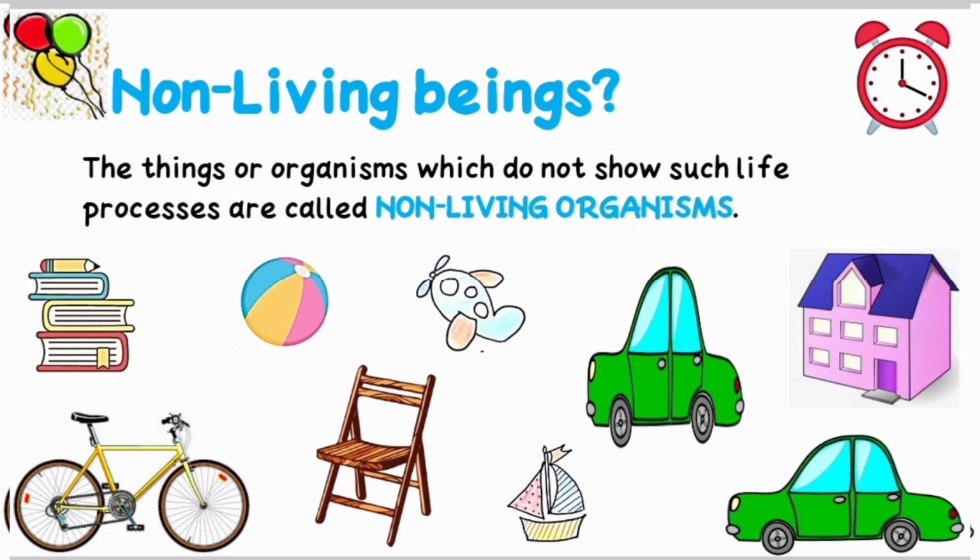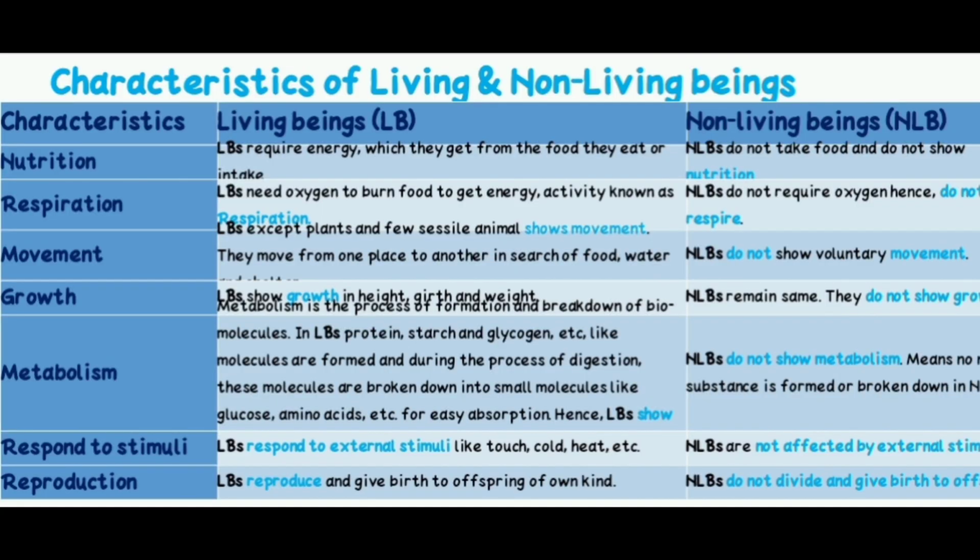Now let's differentiate. Let's see the differences. What are the differences between the living and non-living things? So I have made it in a tabular manner, so that it becomes easy to learn and to remember the major points. Now coming to the differences, the first difference is about the nutrition. Nutrition means the food we eat.